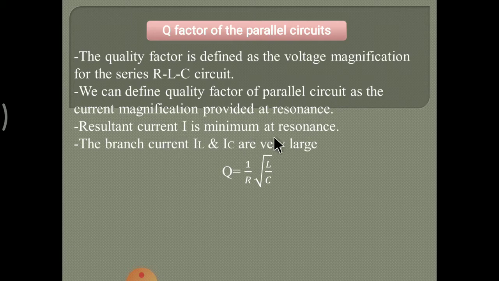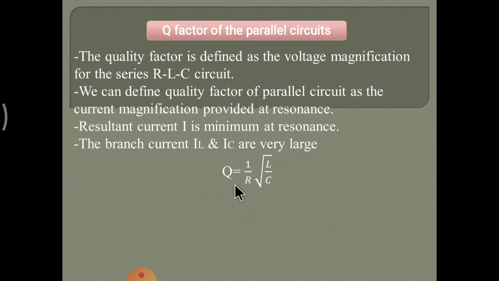Resultant current I is minimum at resonance. In parallel circuit, resultant current is minimum at resonance condition, and in series circuit resultant current is maximum at resonance. So parallel resonance circuit is totally opposite to the series resonance circuit. The branch currents IL and IC are very large.